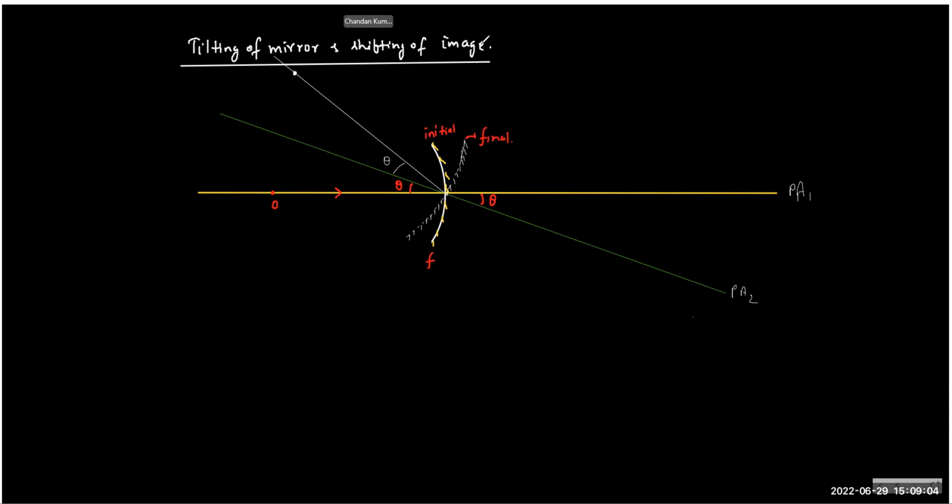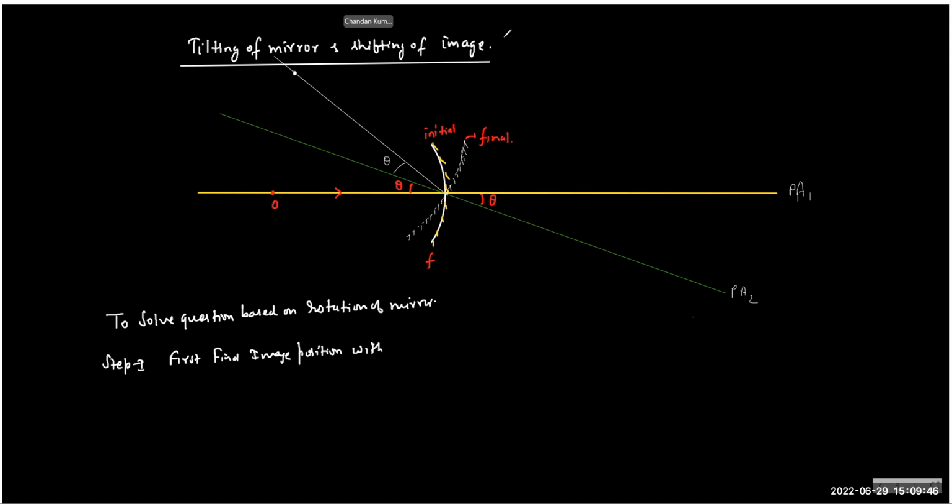So the rule to solve questions based on rotation of mirror: first, find the image position with respect to the initial orientation of the mirror.